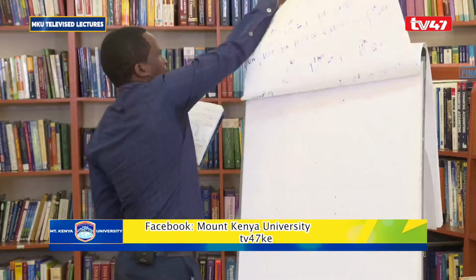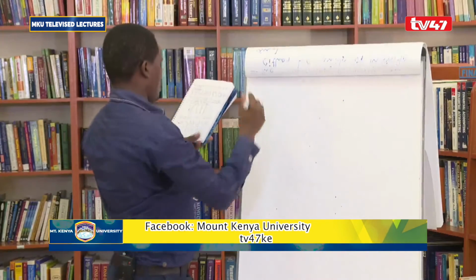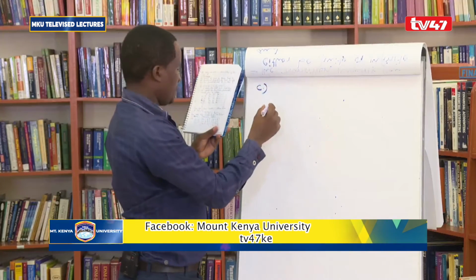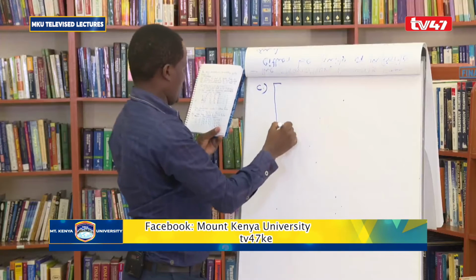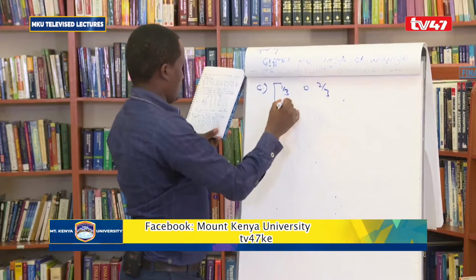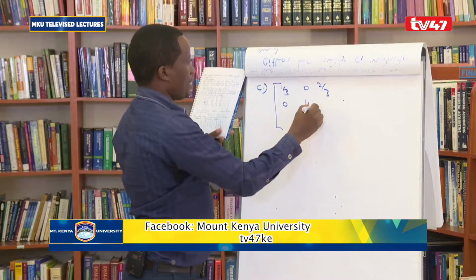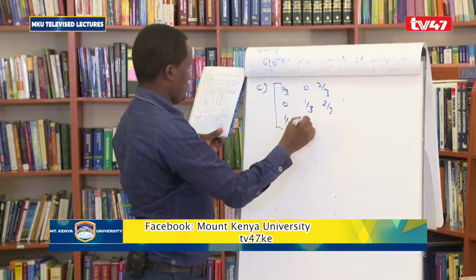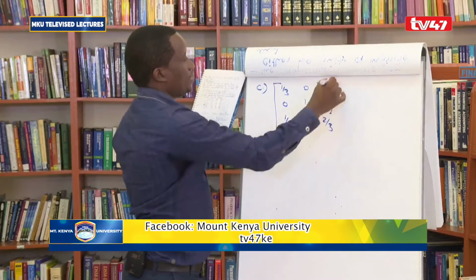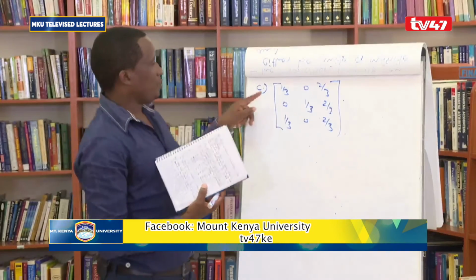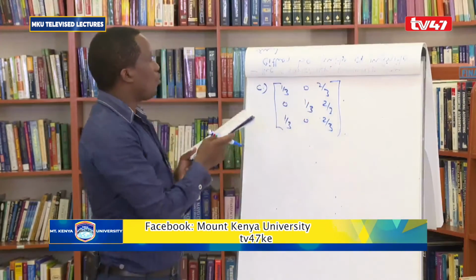We also have another form here. We have example number C: a third, 0, a third, 0, a third, a third, and a third, 0, a third. All these are stochastic matrices, and strictly we will concentrate on the rows in this case.